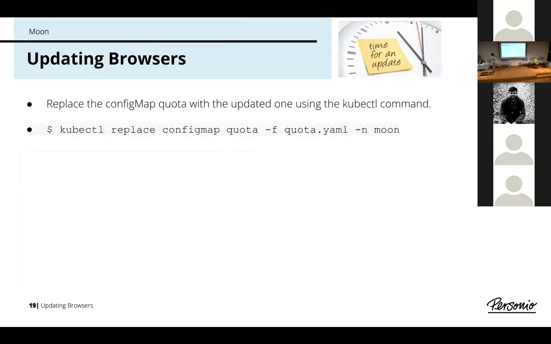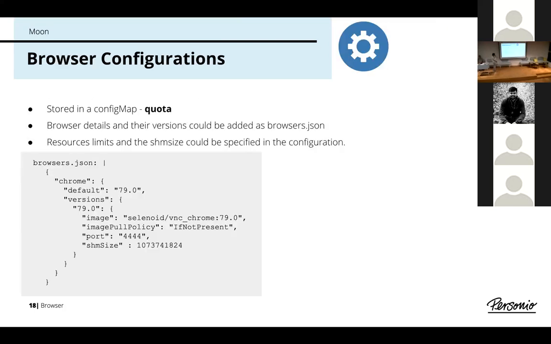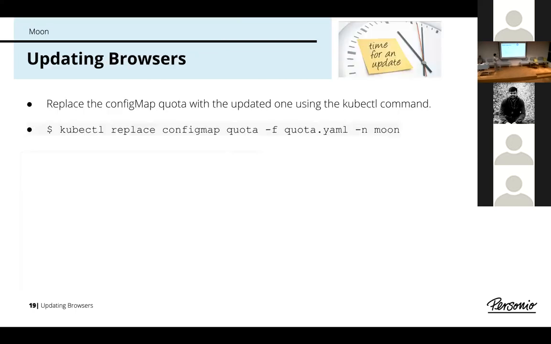So how to update a browser? It's really simple. You just have to update the browser. I mean, if you want to add more versions, you can add them here. Or if you want to change the existing version, you just have to update it and then run this particular command, which will replace the config map with the updated YAML file.